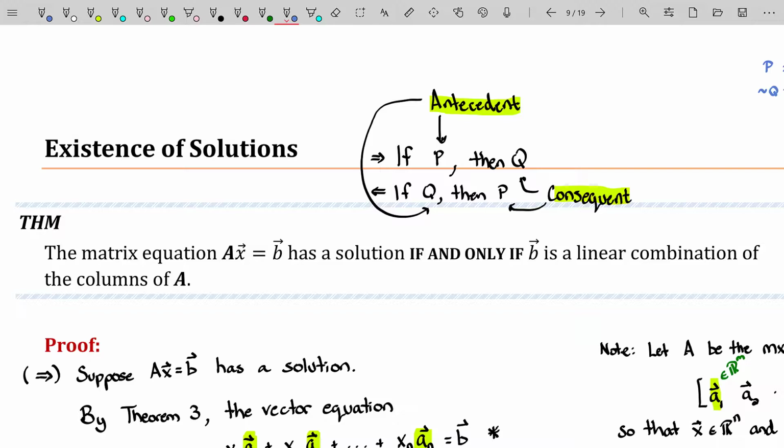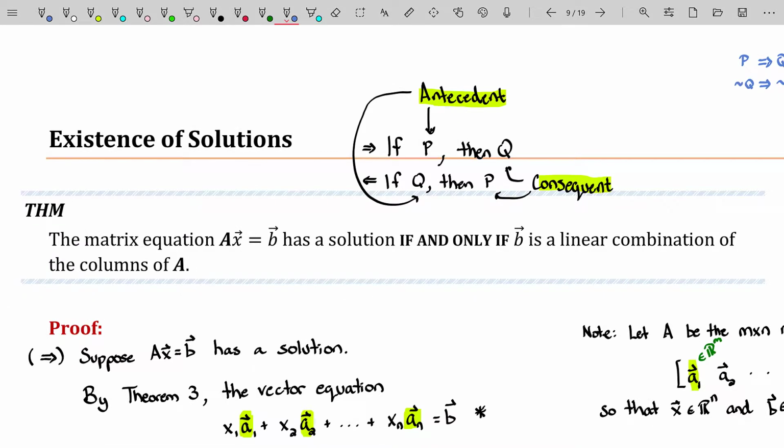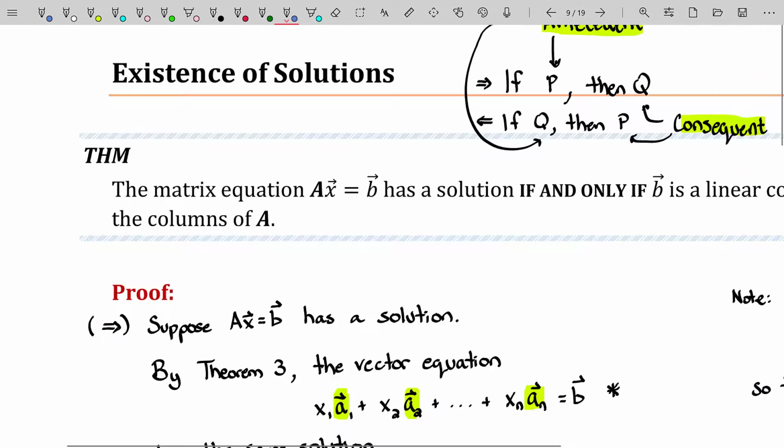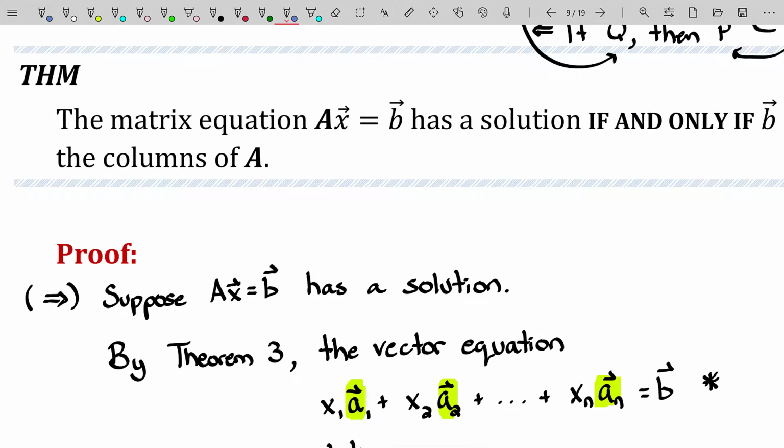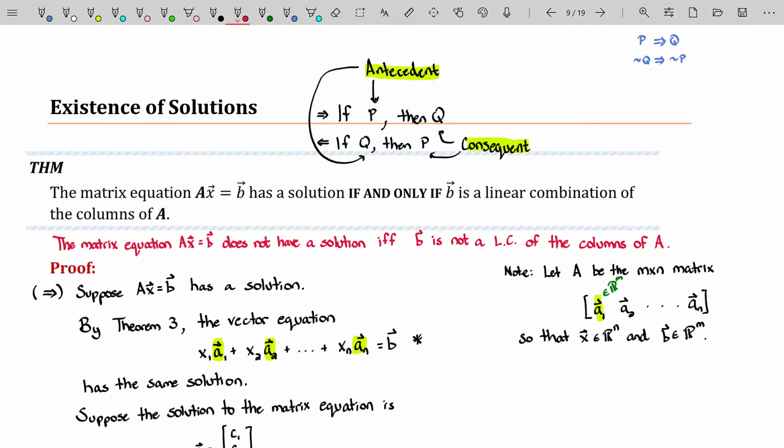That is, if the matrix equation AX equals B does not have a solution, then B is not a linear combination of the columns of A. So I'll write the contrapositive if and only if here as well. Not that that is something that you'll use. Actually, I think you do use it every once in a while. So let's go ahead and state this in contrapositive form as well. All right, in the red ink, the matrix equation AX equals B does not have a solution if and only if, that's what IFF means, if and only if the vector B is not a linear combination of the columns of A. So that's another way to state that theorem.